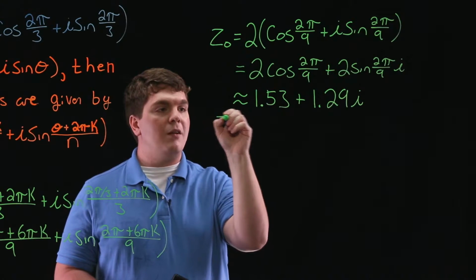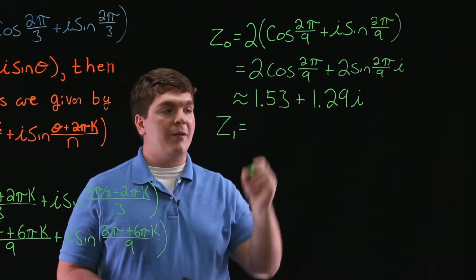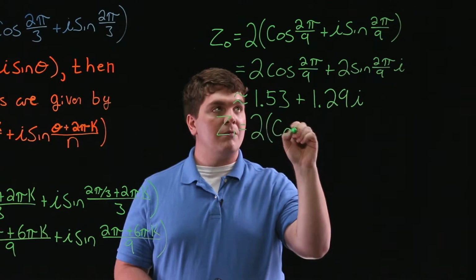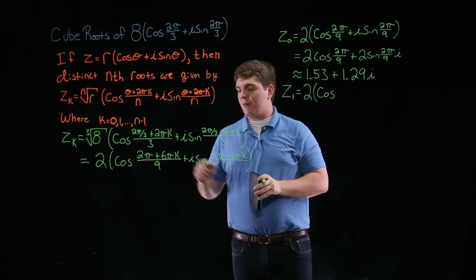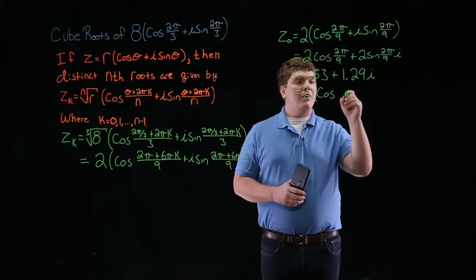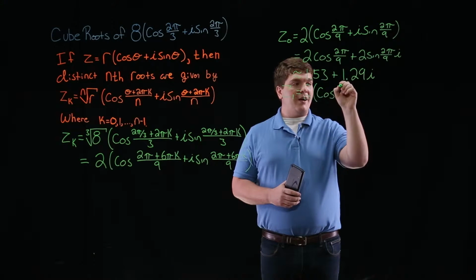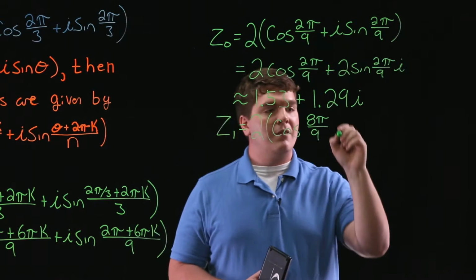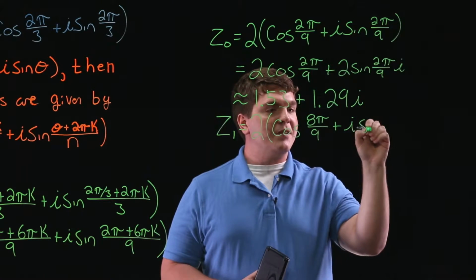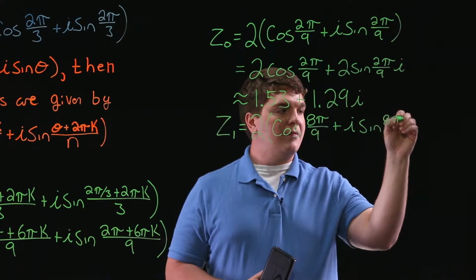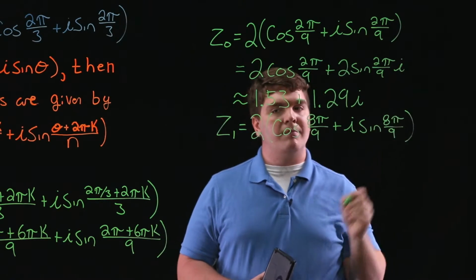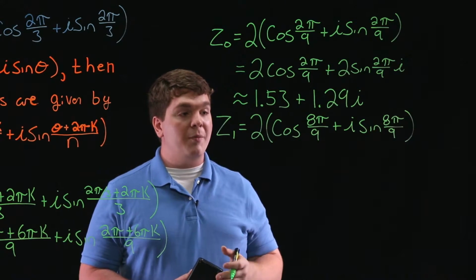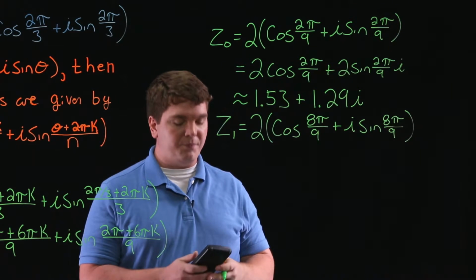Now to find z1, we'll substitute 1 in for k. So here we'll be looking for 2 times cosine of (2 pi plus 6 pi) divided by 9, which will be 8 pi divided by 9, plus i times sine of 8 pi divided by 9. So this here is the trigonometric form of the root, and we can use the distributive property to find the standard form of the root.